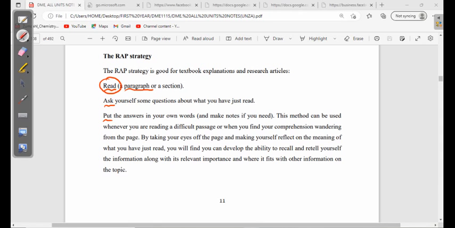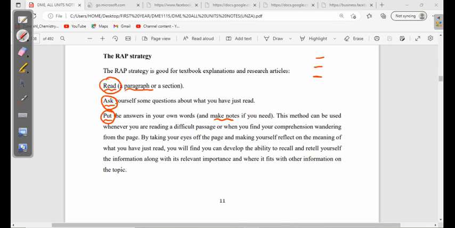Then after you read that text, you need to ask yourself some questions about what you have read. That is important because you want to find out if you've understood what you read. So ask yourself some questions. And then, the answers that you find, put them in your own words and make notes. Write down those answers. For example, you were asking yourself questions, and the answers that you respond with, you write them down. Those are now your notes. So this is the RAP strategy.